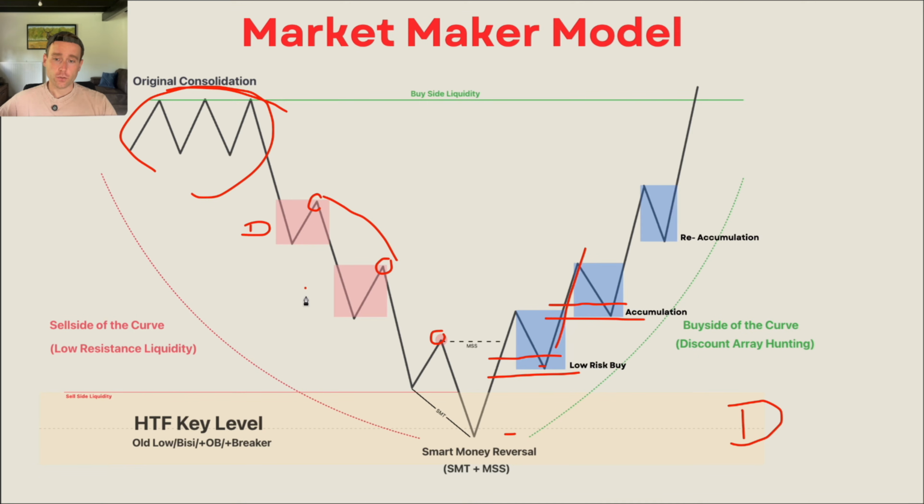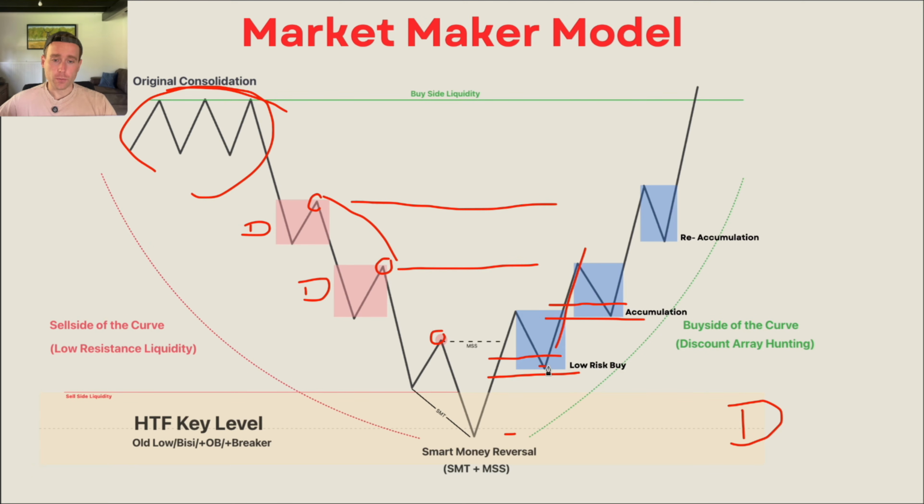This is called the stage of distribution, and the buy side of the curve is called accumulation because we're accumulating orders to the upside, going for that buy side liquidity, the liquidity that was left behind in this original consolidation. But once we trade lower and lower, all these highs have become small buy side liquidity pools. So every time we want to trade higher, we want to target these buy side liquidity pools.